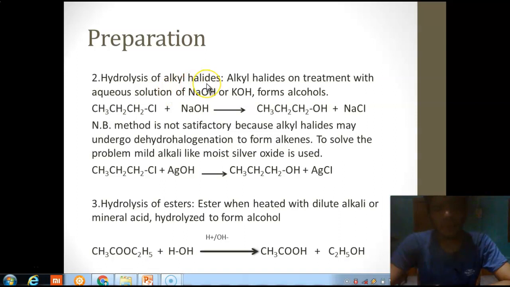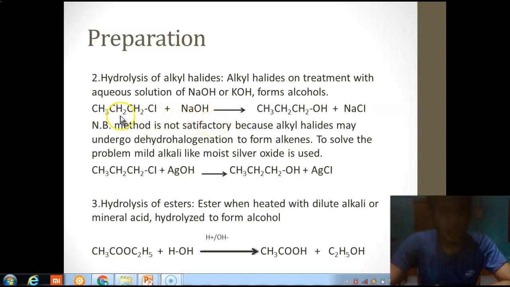Okay, so the next method of preparation we will see is hydrolysis of alkyl halide. Alkyl halide on treatment with aqueous solution of NaOH or KOH will form alcohol. This one is propyl chloride. This Na will take the chloride to form NaCl, and the hydroxyl OH group will be attached here, so we are getting the alcohol.